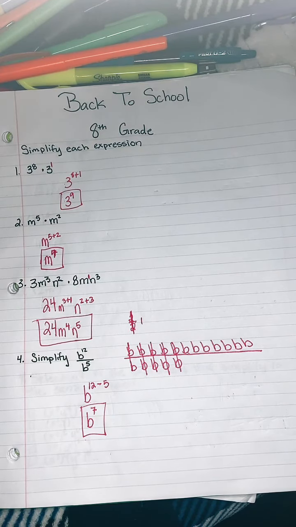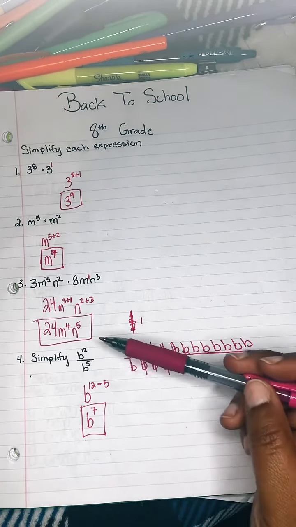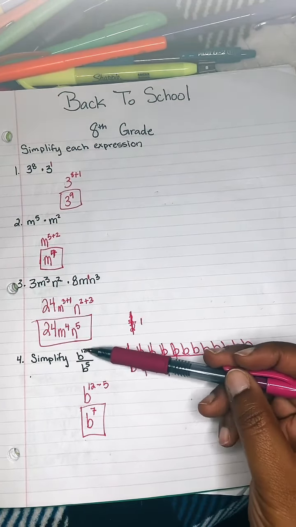Okay. But when you're on a timed test, you don't have time to write out all the B's. So that's why they say the rule is you can just subtract these exponents. Okay. Oh, thank you, you guys.